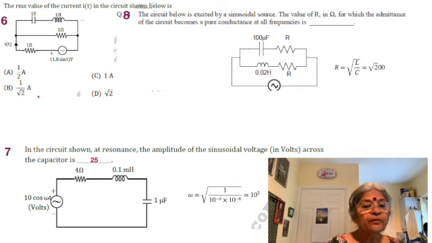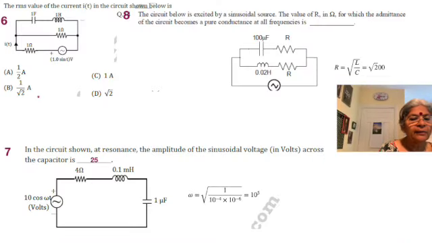Okay, so the seventh problem, we have 10 cos omega t, 4 ohms, 0.1 millihenry and 1 microfarad. In the circuit shown at resonance, the amplitude of the sinusoidal voltage across the capacitance is what? First of course it means resonance, or we have a resonant frequency, and that is omega equal to the resonant frequency as given by 1 by root LC, which has been shown here as equal to 10 raised to 5.